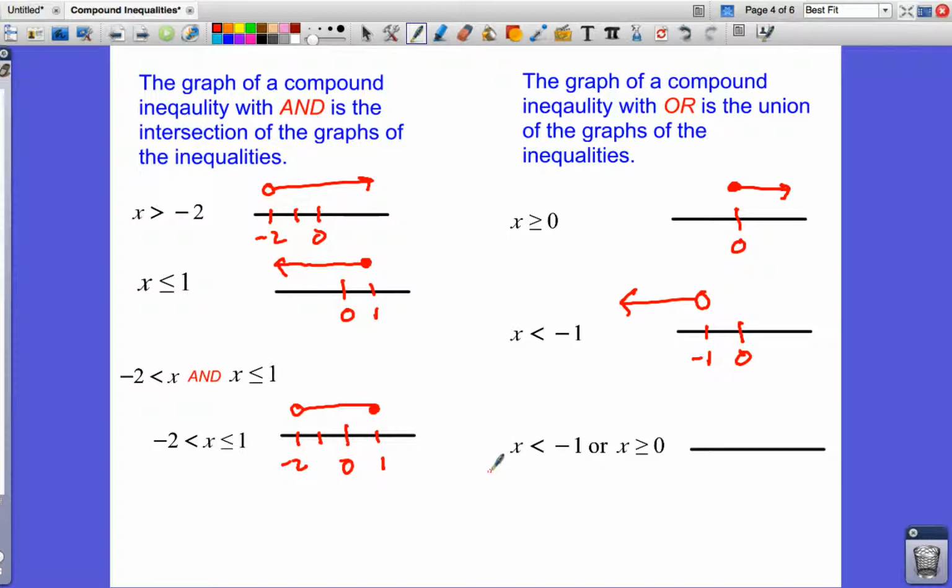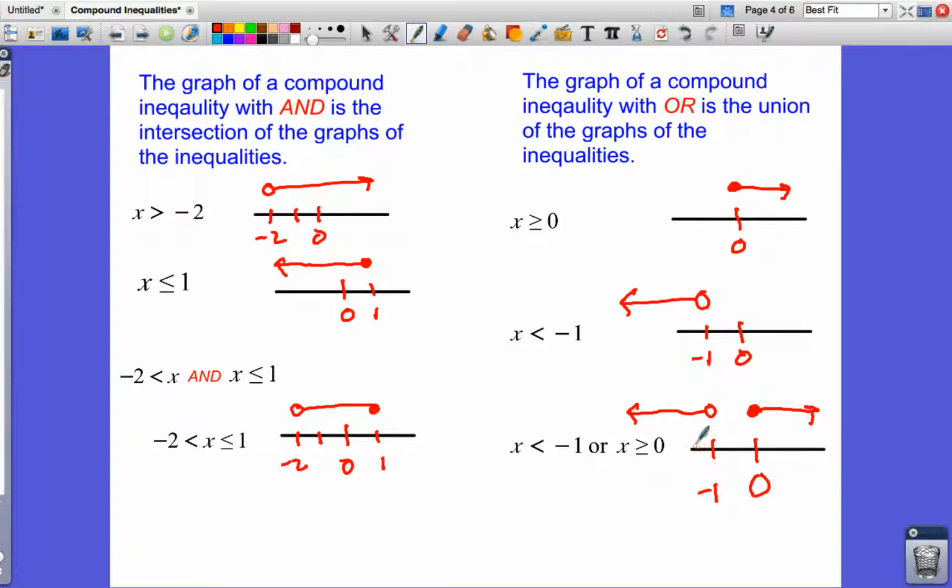My solution is either x can be less than -1 or x can be greater than or equal to 0. If I were to graph these, I'm still going to combine my two graphs. But if we notice, when I combine these two graphs, there is no intersection. There's this gap in between. I have two graphs going opposite directions. And that's fine. This is my graph.